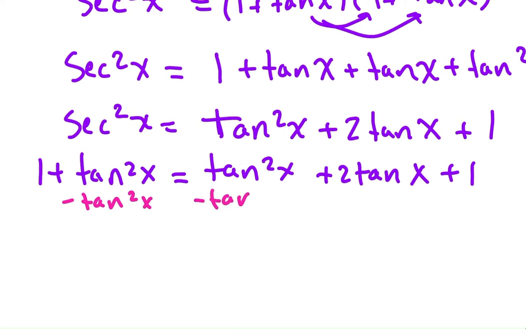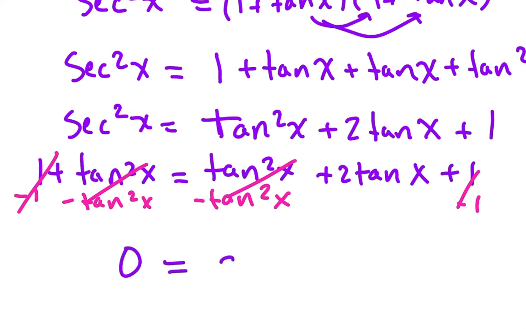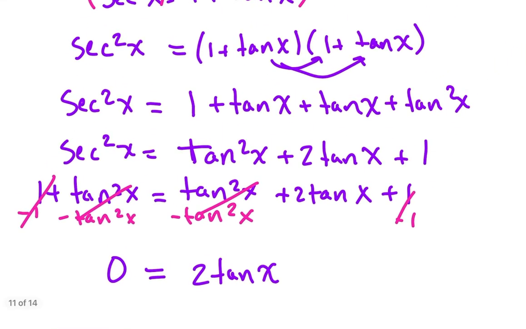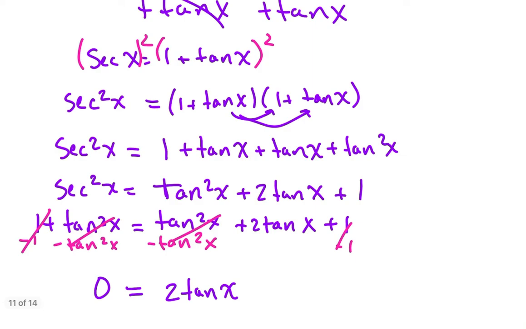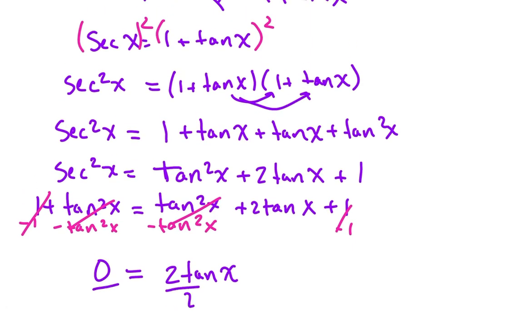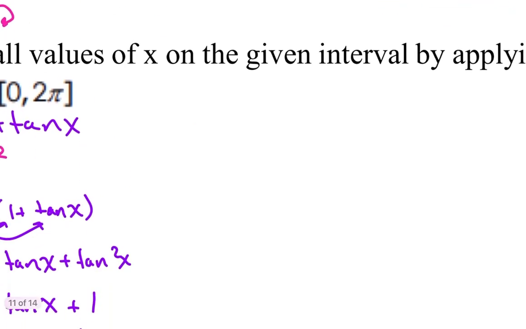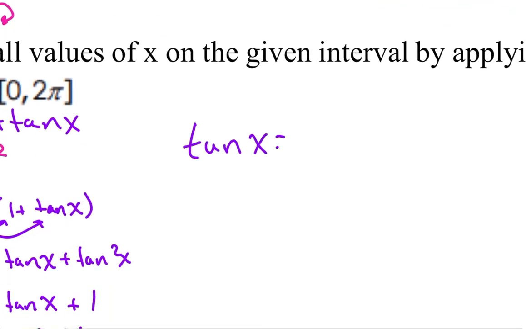Subtract tangent squared. Subtract tangent squared. What's going to happen on both sides here? This cancels, and it cancels what's over here. And then subtract 1, subtract 1. This cancels, and this cancels. So I'm left with 0 equaling 2 tangent of x. In other words, we only care about when does tangent give us 0. When would tangent give us 0? Because if you divide this 2 out, it doesn't really matter. 0 divided by 2 is still 0. So all we care about is tangent x equals 0.